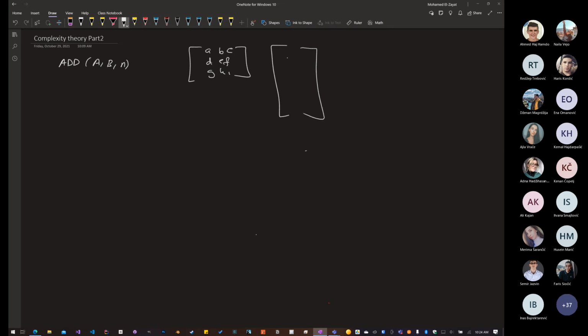This is a non-square matrix. If you have, let's say, two rows, which is going to be A, B, C, D, E, F, G, H, right? This is a non-square matrix.